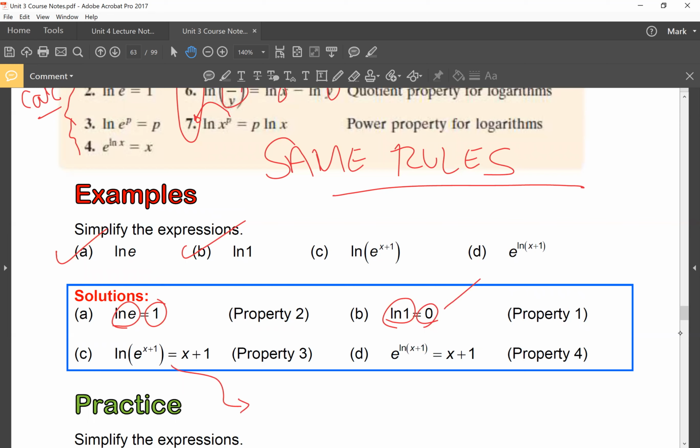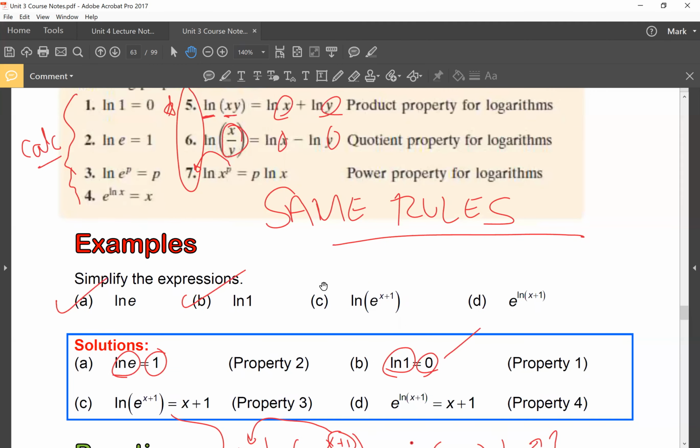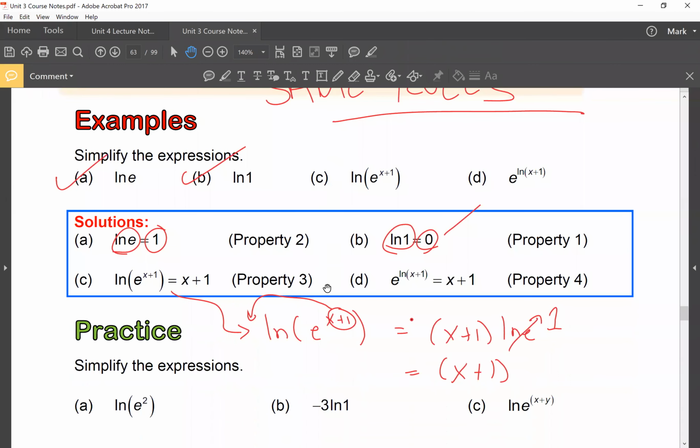If you did this, ln of e^(x+1), well, we know we can take the exponent and put it down front. So this would be x plus 1 times ln e. And we know that ln e equals 1. We just did it in part A. So really, for question C, you could just apply property 7, the power property, and then just solve ln e.